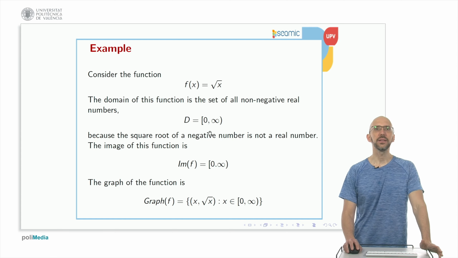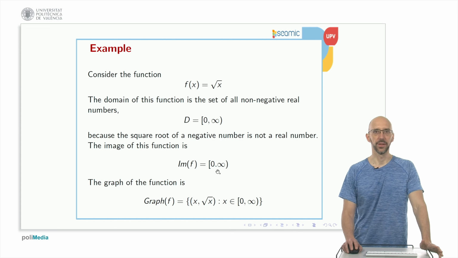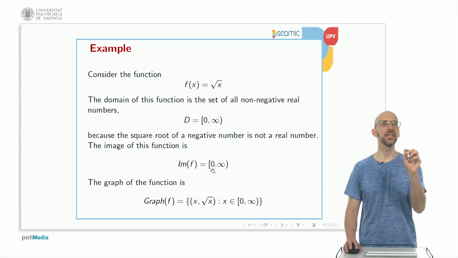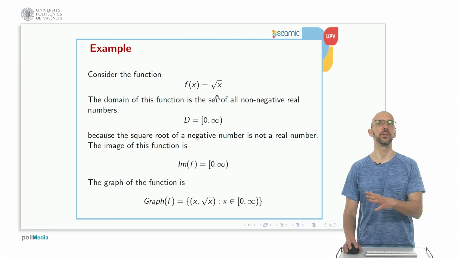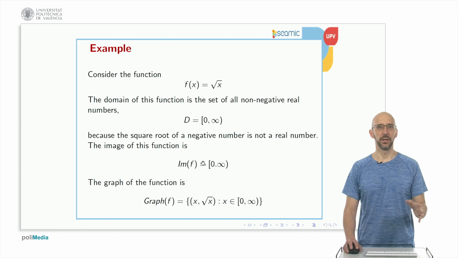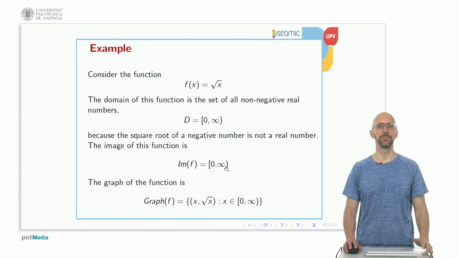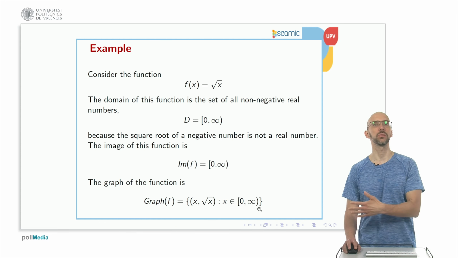So the range of this function is going to be 0 to positive again. The interval from 0 till infinity. Why is 0 closed? Because if you replace x by 0, square root of 0 is 0. So it's just closed interval 0, open interval infinity. And the graph of the function is the set of pairs of this form, x, square root of x, when x belongs to the domain.